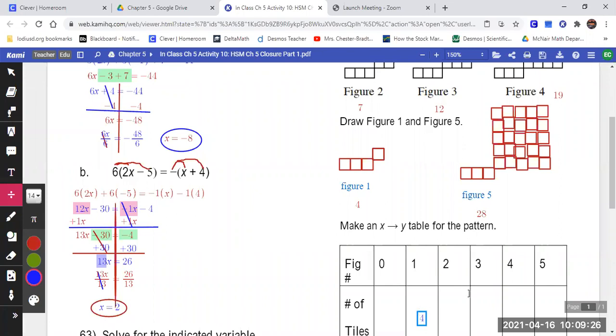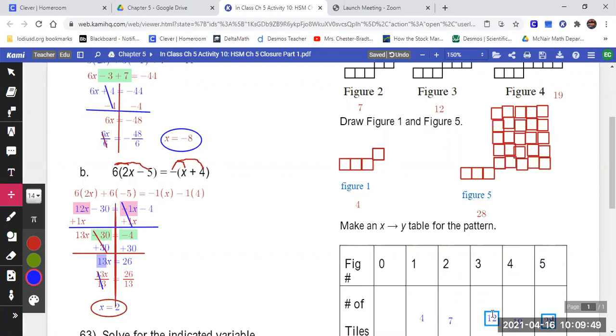4. Figure 2 had 7. Figure 3 had 12, you're right. 4 is 19. Sorry. And then 28, right? Now we got to stop and think.